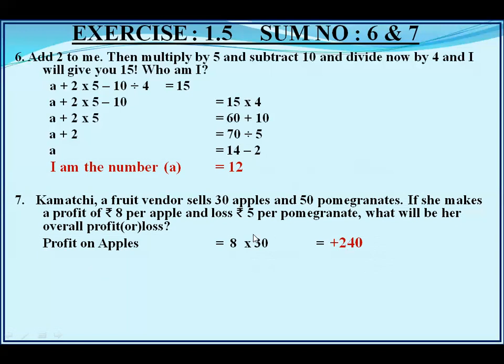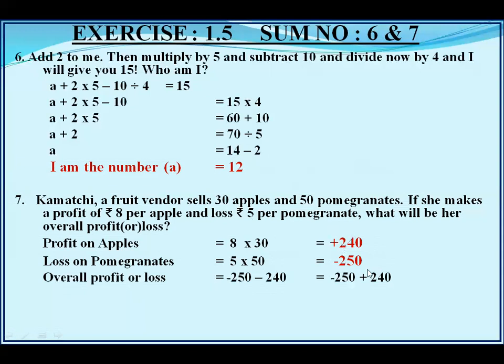And on loss, she loses 5 rupees on 50 pomegranates. So 5 into 50 is minus 250. We put the sign minus because it is a loss. For overall profit or loss, you get the difference of the profit and loss. So minus 250 plus 240, you get minus 10. So the overall loss is rupees 10. We say it is a loss because the sign is minus.